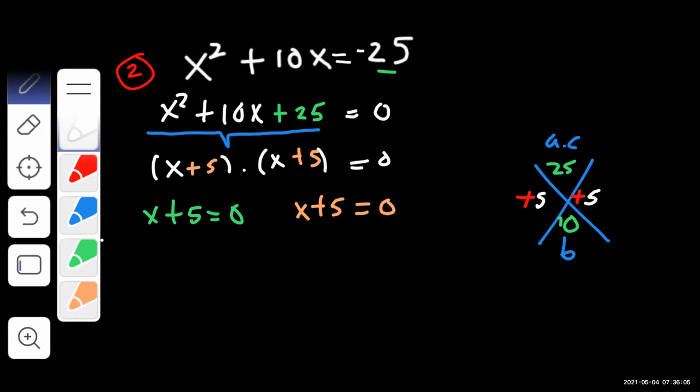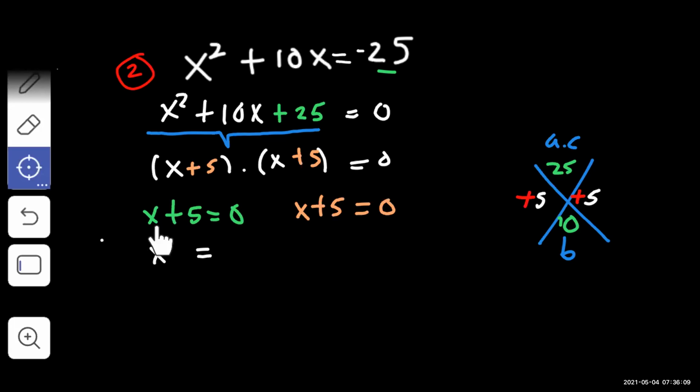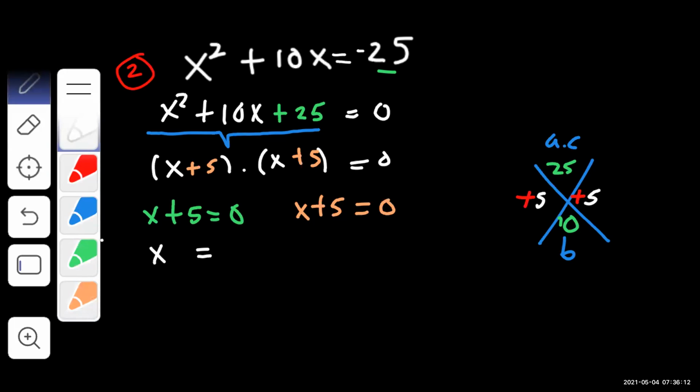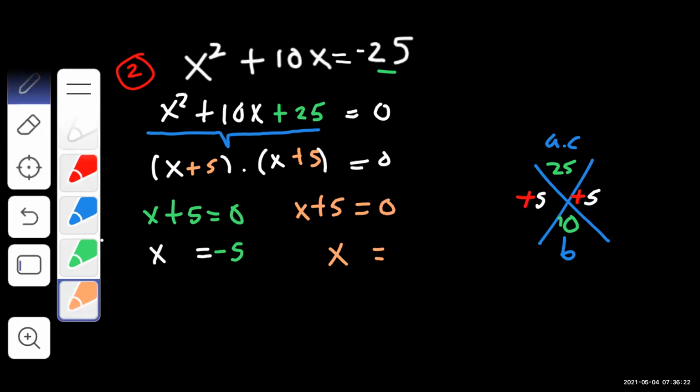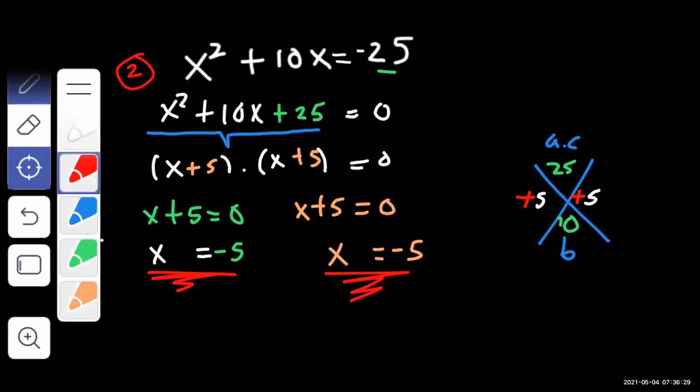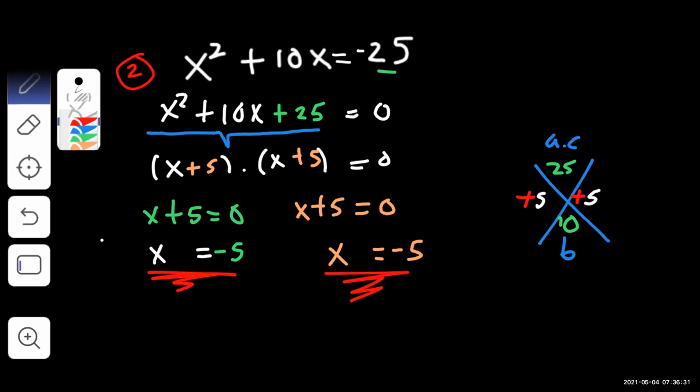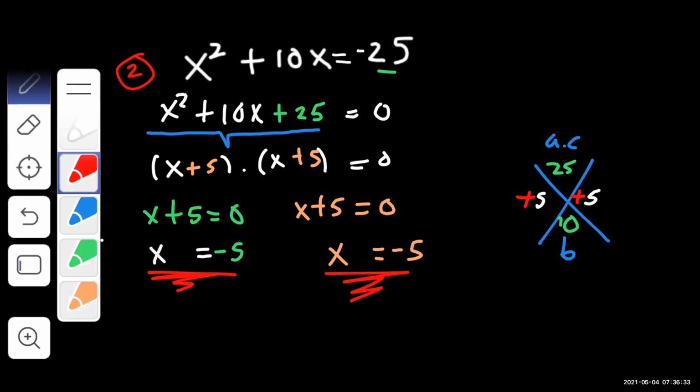Let's do that. I need to get x alone. Take a look here. This positive 5 is bothering me. If I move it to the other side, that's going to be negative 5. Let's go to the other one. x equals... This positive 5 is bothering me. If I subtract 5 on either side, this is what I'm going to get, negative 5. And x is completely alone. So therefore, these are my solutions: x equals negative 5. It's the same solution, by the way.